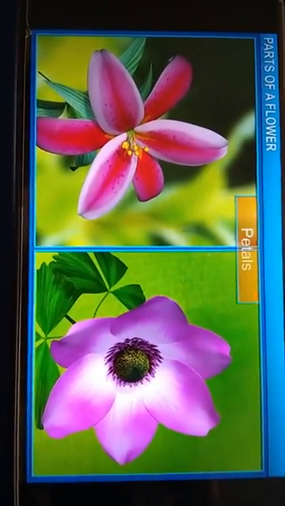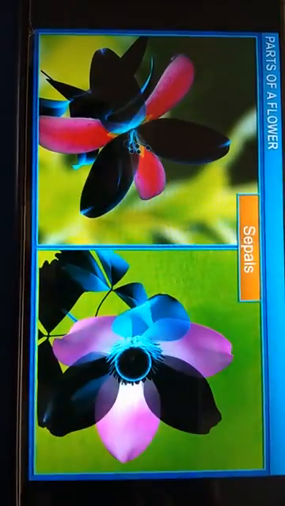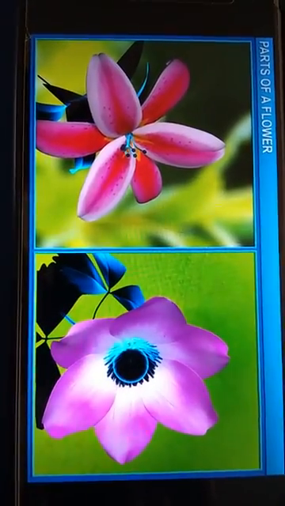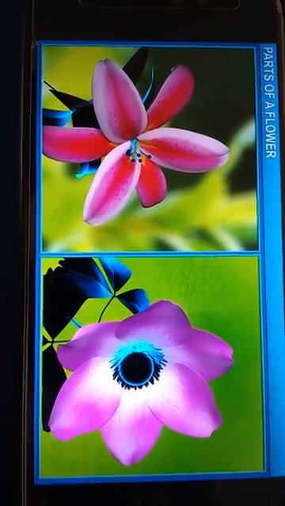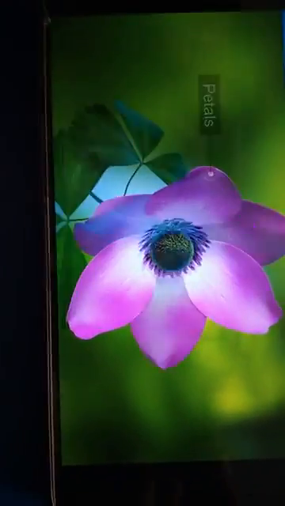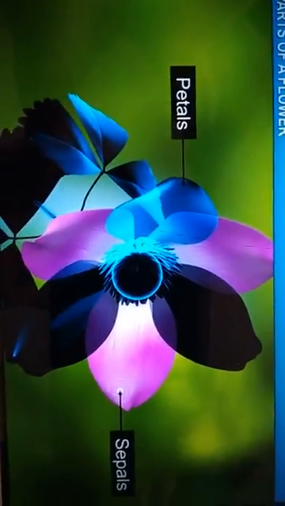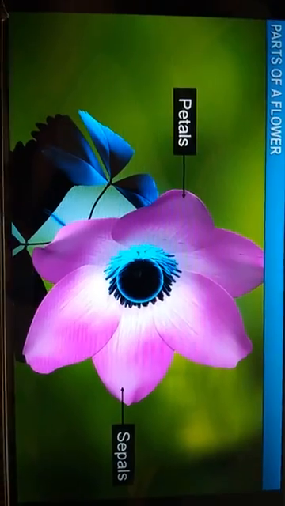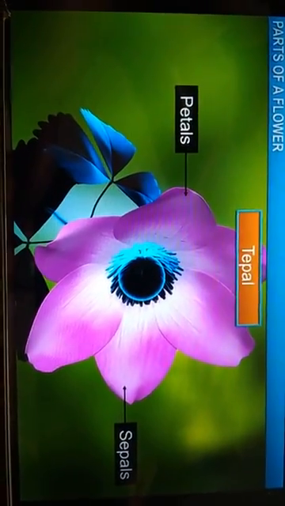Interestingly, petals and sepals cannot be differentiated in a few flowers as they look very similar. In such flowers, the petals and sepals combine to form a round shape, which is called tepal.